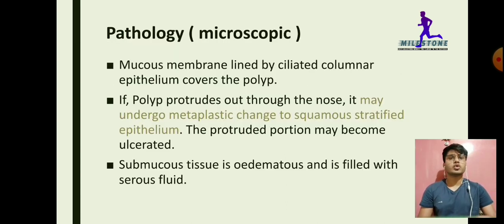Okay, now microscopic pathology. Basically it is a mucous membrane, which is lined by columnar epithelium which covers the polyp. And this polyp, if it comes into contact with the air, can undergo metaplastic change. If you know about a uterine polyp, we see this in that too. Even a prolapsed uterine polyp can undergo metaplastic changes if it comes into contact with the external environment. So the same thing can happen here also.